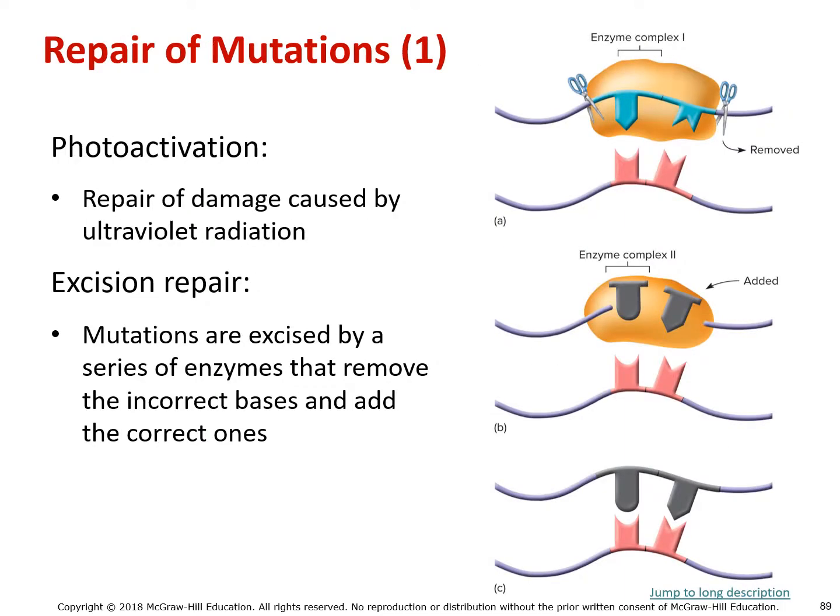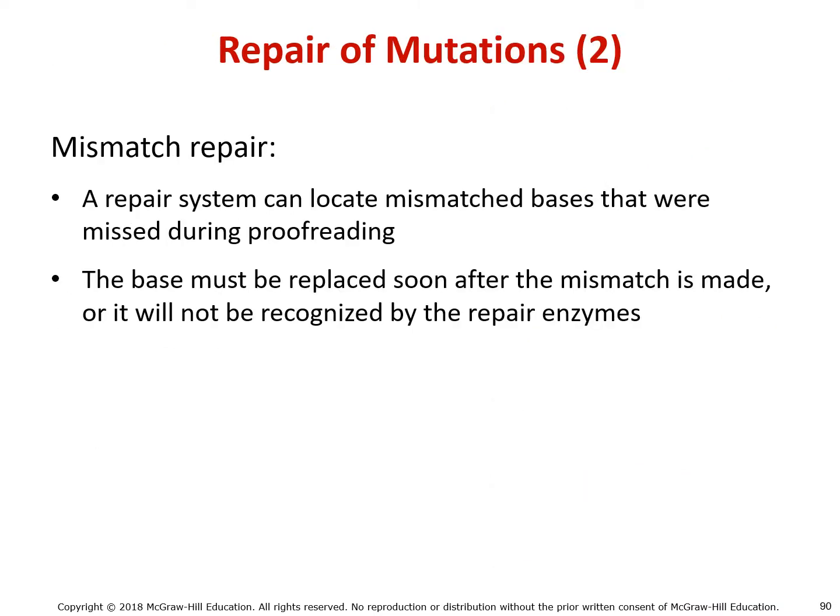But good news is there are systems to fix mutations, including things like photoactivation. This is repair of things that are damaged by UV light. Excision repair is another situation where we're going to excise or cut out the bad portion of DNA and replace it with the correct portion. Mismatch repair again allows for the recognition of mismatched bases. Again, we have the base pair rules where A pairs to T and G pairs to C. So if again we get a mismatched pair, we know that we need to fix and replace that.